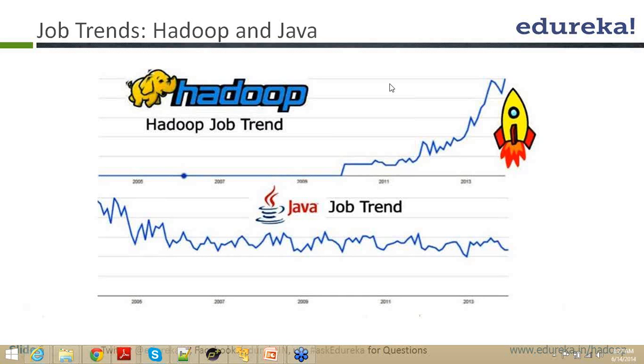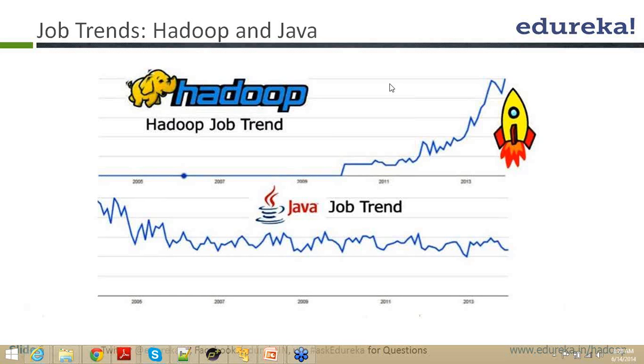From 2010 onwards, you can see an exponential kind of growth happening, primarily because companies in India and across the world are now waking up and seeing that big companies like Google, Facebook, and Yahoo have successfully implemented Hadoop and have taken their businesses to the next level.